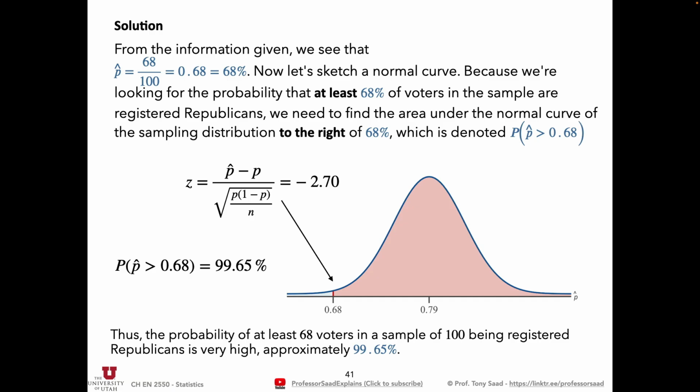The z-score is minus 2.7. We're looking at the area to the right, because we're asking what's the probability that at least 68% are registered Republicans. Getting the area to the right, simply from the table, you get 99.65%. So that's the CLT with proportions. We were never told anything about the distribution of voters in that precinct, and it doesn't matter, because we know that the CLT for proportions is going to give us a normal distribution approximation. And with that, we'll be done.